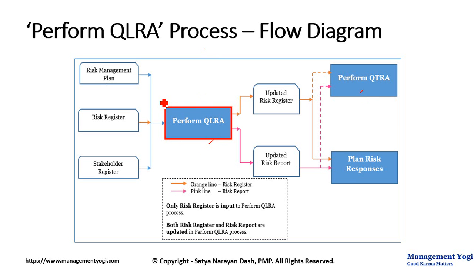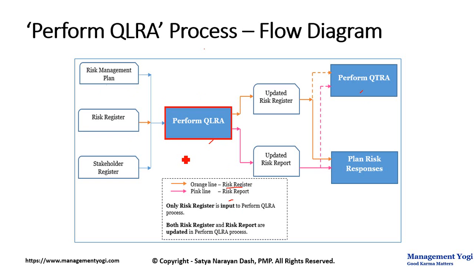The documents as well as plans are notated with these symbols, and the interactions are with various arrow marks. The orange line is with respect to the risk register. The pink line is with respect to the risk report.